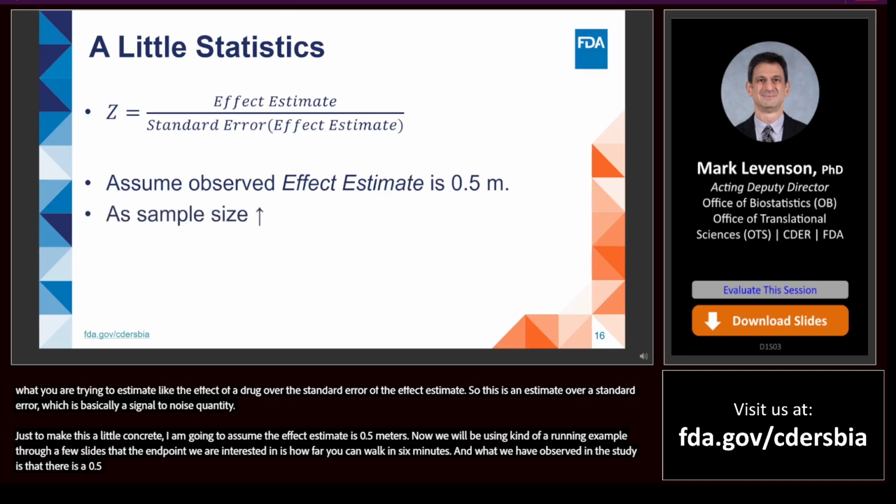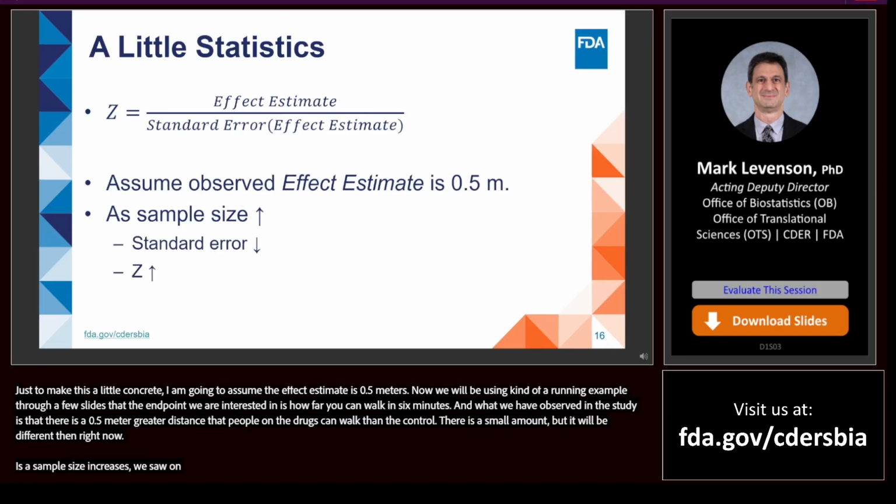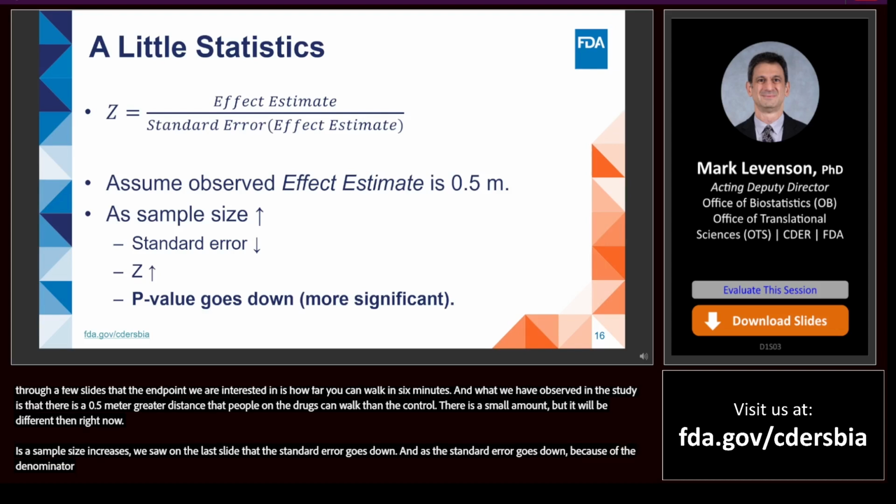As the sample size increases, we saw on the last slide that the standard error goes down. And as the standard error goes down, because it's the denominator in this quantity, the Z-statistic goes up. And what I won't really show is as the Z-statistic goes up, the p-value goes down. What that means is it's more significant. The same result, the 0.5 meters, if you observe that in a larger study, that will give you a more significant result.